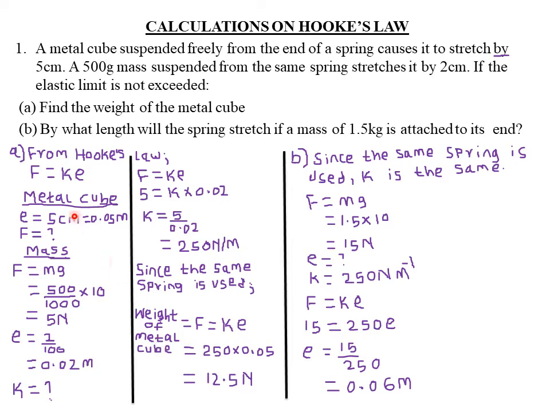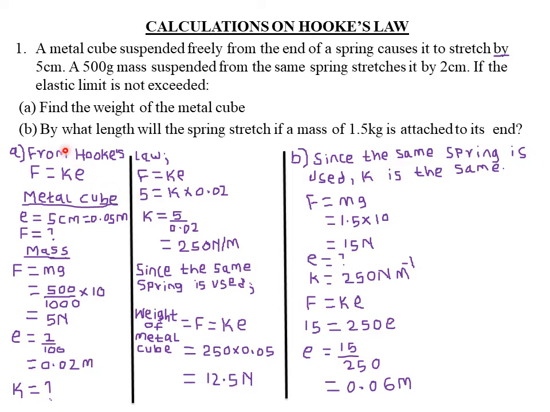So you are told that the metal cube extends the spring by 5 centimeter, which is equivalent to 0.05 meter. So you take K times e, that is the 250 Newton per meter, times the extension due to the metal cube, that is 250 times 0.05, you will actually obtain 12.5 Newton. So Newton again, because the 250 is in Newton per meter, then the extension is in meter. So Newton per meter times meter, this meter will cancel with the meter of the extension, so that we remain with the units being Newton. So actually, the weight of the metal cube is 12.5 Newton.